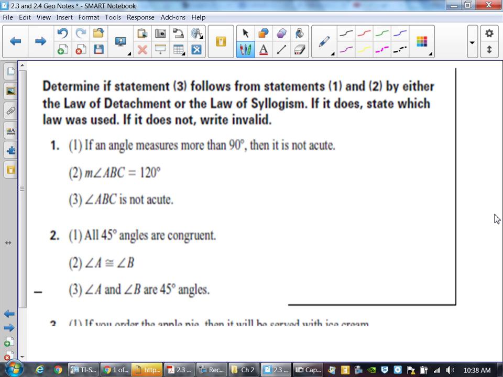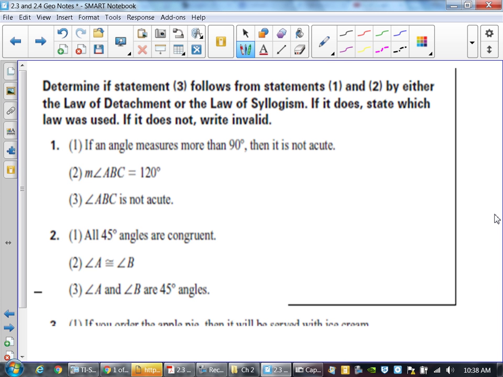So if we go back to the detachment thing: if it's Sunday, I'm going to go to the farmer's market. Today's Tuesday. The refrigerator's going to be off. There's nothing you can say about it. It's invalid. All right? You're right, it is Monday.